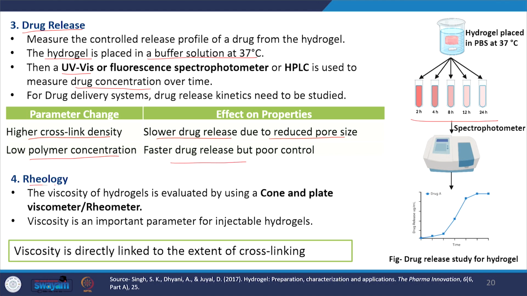The next one is rheology. The viscosity of the hydrogel is evaluated using a cone and plate viscometer or rheometer, because viscosity is an important parameter for injectable hydrogels. If you are making injectable hydrogels, the viscosity plays a very important role. The viscosity is directly linked to the extent of cross-linking. So we have to optimize the cross-linking if we are going for injectable hydrogels.